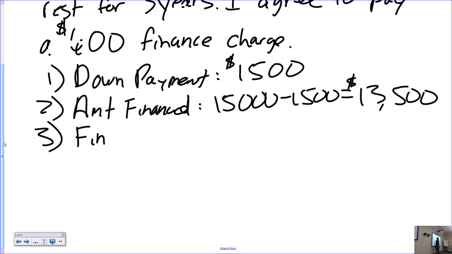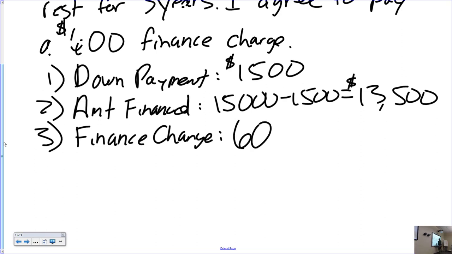Finance charge. What was the finance charge in this instance, folks? Because that's what we agreed on. We said it was going to be $200 for every year. We're going to do this in 3 years. Therefore, it's a $600 finance charge.